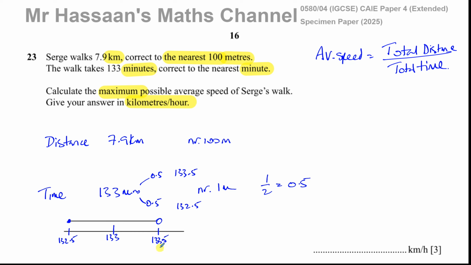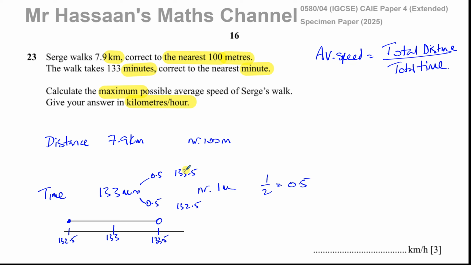But this is called the upper bound. The upper bound means everything up to but not including that value. That's what upper bound means in these continuous quantity questions. So it could be anything just below 133.5, like 133.49 or 133.4999, anything just before 133.5. So you call 133.5 the upper bound.